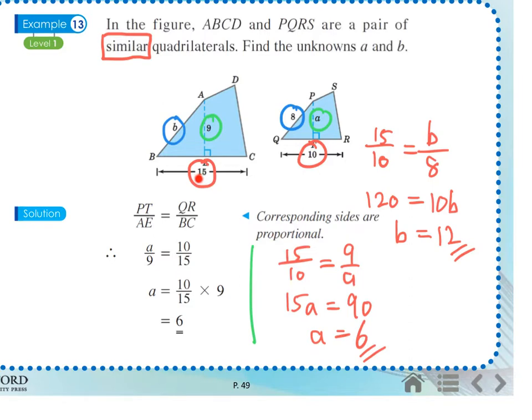If you use smaller over larger, then you have to keep using smaller over larger. But if you use the larger side over the smaller side, then you have to keep using the larger over the smaller. Okay.